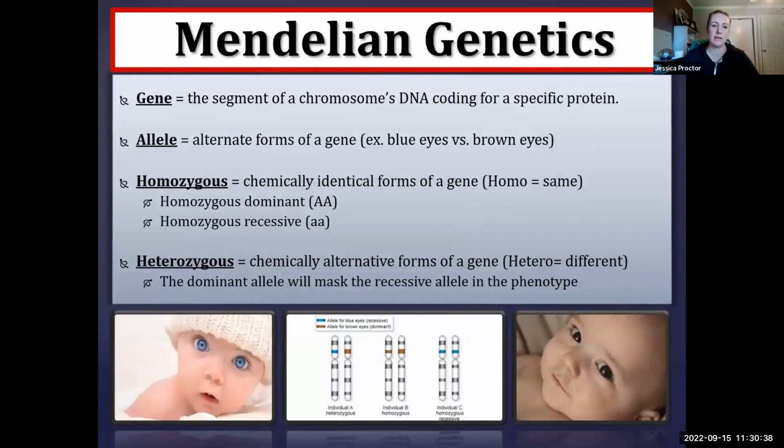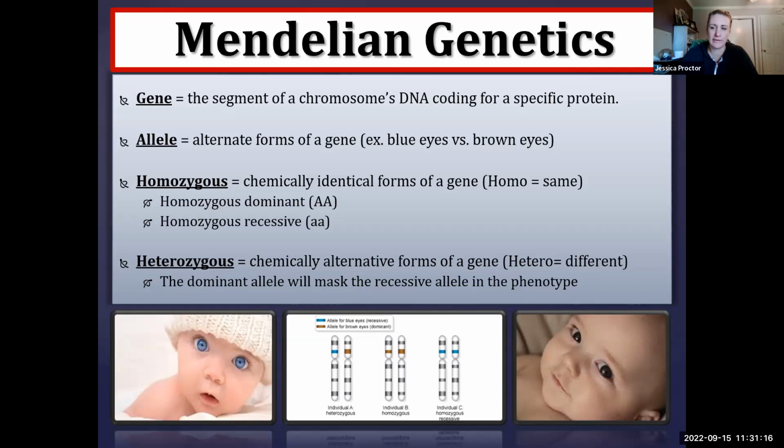All right, so a gene is the segment of a chromosome's DNA that is coding for a specific protein. So when we learned about protein synthesis on Tuesday, transcription and translation, that process is coding for all of the alleles and genes that make up our genetic code. So the gene is the segment of a chromosome's DNA that's coding for a protein. An allele would be alternative forms of a specific gene. So there may be genes that code for light-colored blue eyes and other genes that code for dark-colored brown eyes. And then, of course, genes for everything in between.